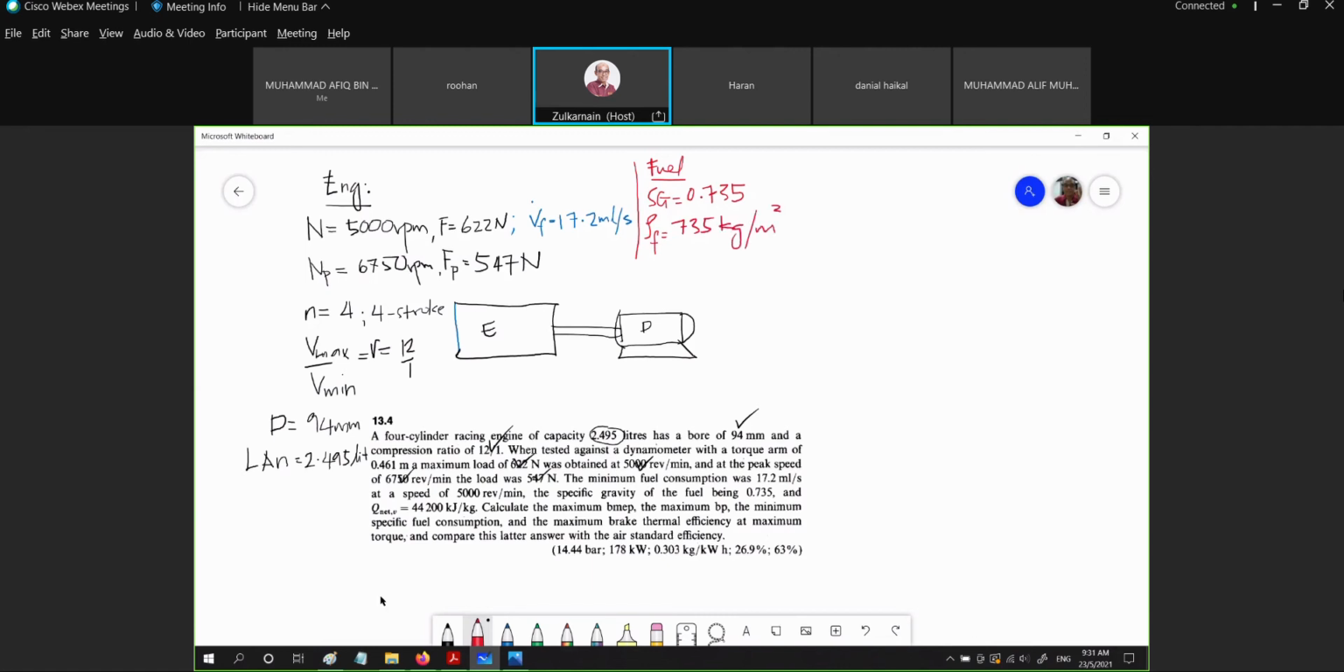Please refer to what we have solved for example 13.1. How do we get the density for the fuel from the SG? And the QCV of the fuel, the calorific value, is given as 44,200 kilojoule for every kilogram of fuel.